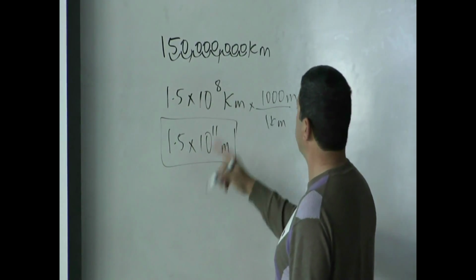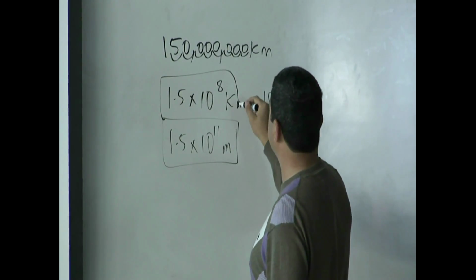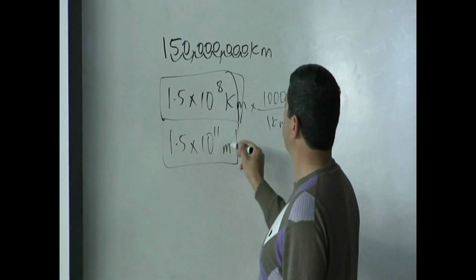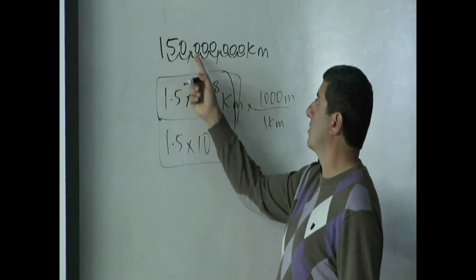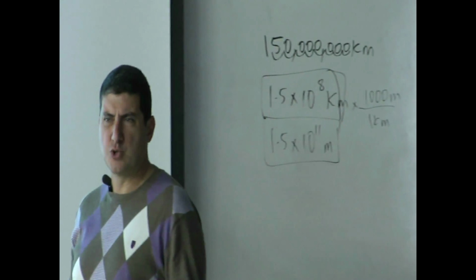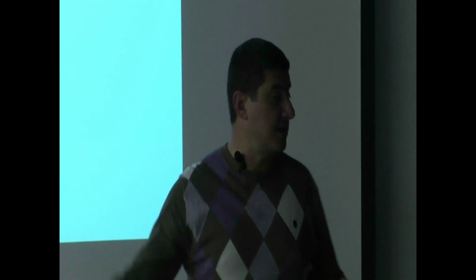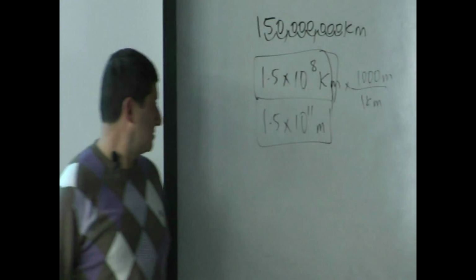So all of these are different ways of stating the 1 AU. 1.5 times 10 to the 8, 1.5 times 10 to the 11th, 150 million. If someone was asking you, the easier way is just to say 150 million kilometers, 93 million miles. But if you were writing it, this is the more official way of writing it.